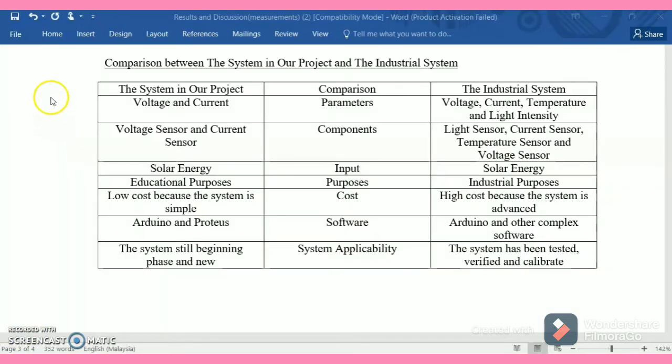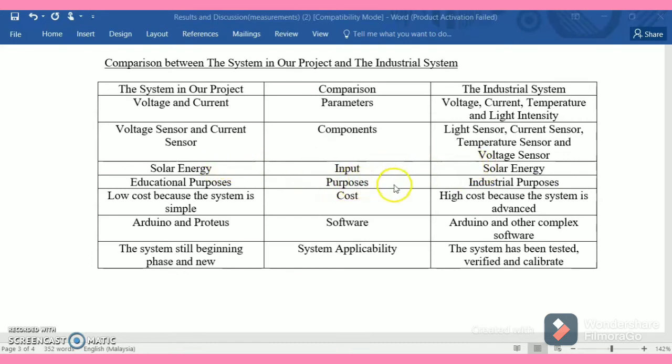So next, I want to present about the comparison between the system in our project and the industrial system. The first comparison is parameter. In our project, we only use voltage and current, while the industrial system use voltage, current, temperature, and light intensity. Next is the component. We only use voltage sensor and current sensor, while the industrial system use light sensor, current sensor, temperature sensor, and voltage sensor. The input for our project and the industrial system is same, which is solar energy.